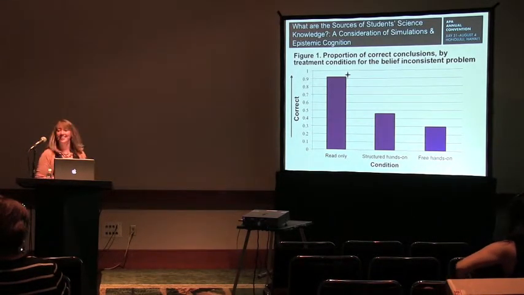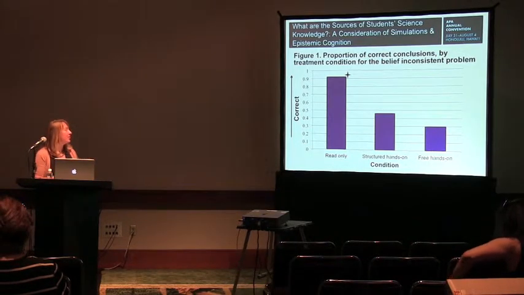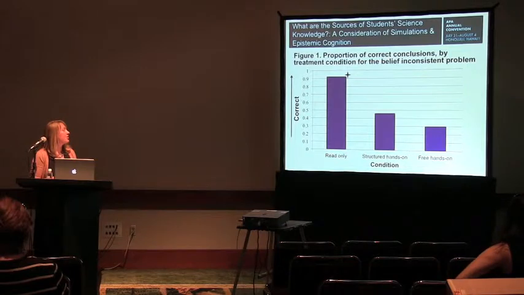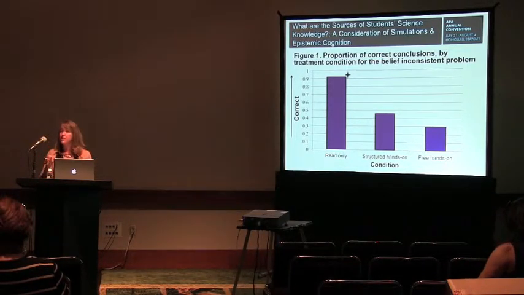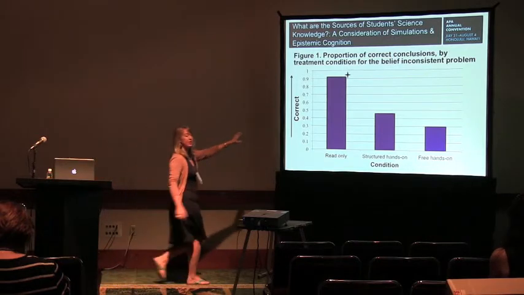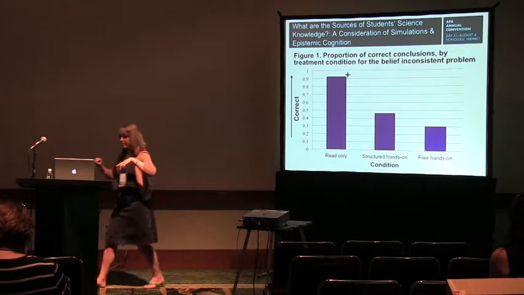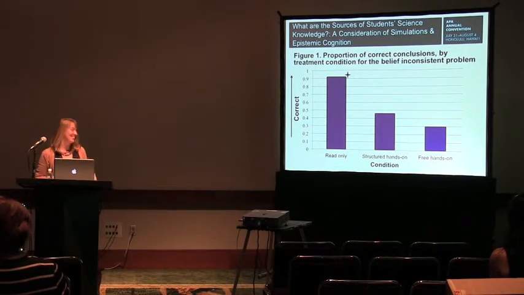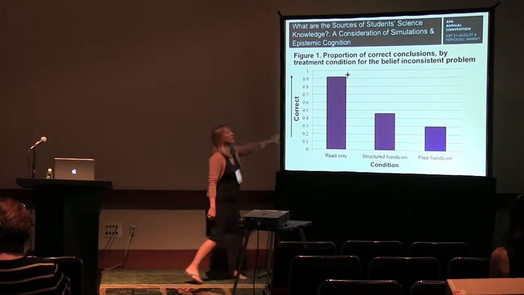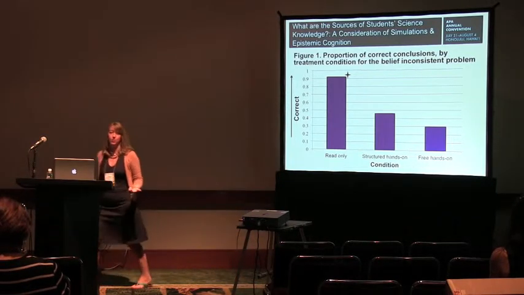Oh, so again, this is what happens. The read-only is almost at ceiling. And so this is the proportion of correct conclusions by treatment condition for just the belief inconsistent problem. We're not talking about the belief consistent problem now. What you see here is that this is proportions because I work in zeros and ones, right? So the proportion correct as you go up towards one, they're more correct. And so about almost 100% again for read-only.